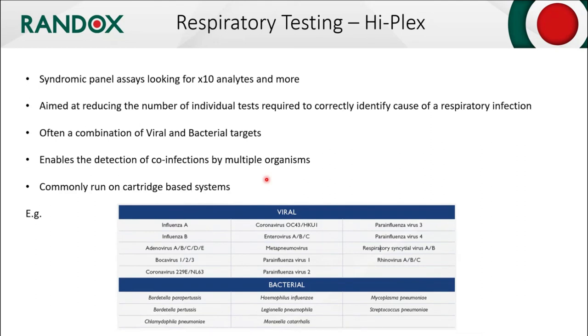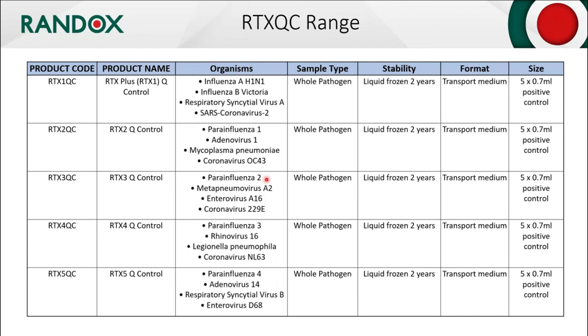We want to have all of our controls as close as possible to the patient. So we always go for whole pathogen controls. We don't compromise on whole pathogen. This is our respiratory multiplex, or our RTX QC range. And what we have done is create five separate kits. At the moment, this is mainly viral, but we are bringing out an RTX 6 near winter, which will include more of the bacterial targets. And within RTX 1, 2, 3, 4, and 5, we have combined different combinations of common viral respiratory targets into little fourplex kits. Each box contains five vials. Each vial is 0.7 mil, allowing for maximum compatibility with input volumes on most of the analyzers.